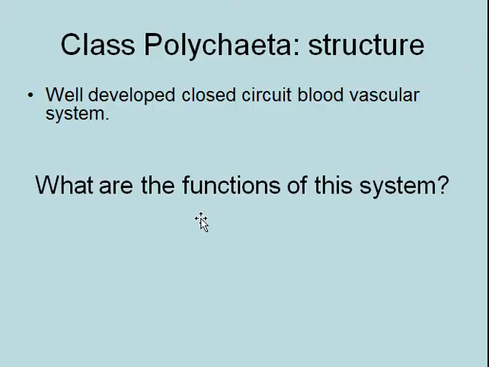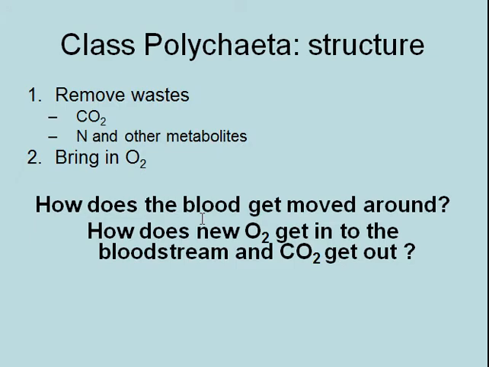All right, they've got a closed blood vascular system. This is an offshoot of the mesoderm, like we were talking about before. And so what are the functions of this blood vascular system that are different from the smallish animals that we've been looking at in the past? Well, they remove waste, carbon dioxide, and nitrogen and other metabolites, just like in our blood system. They take stuff to the kidneys to be filtered out, and they also bring in oxygen.